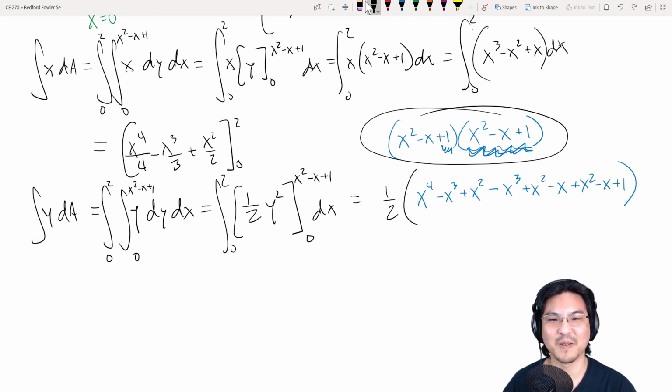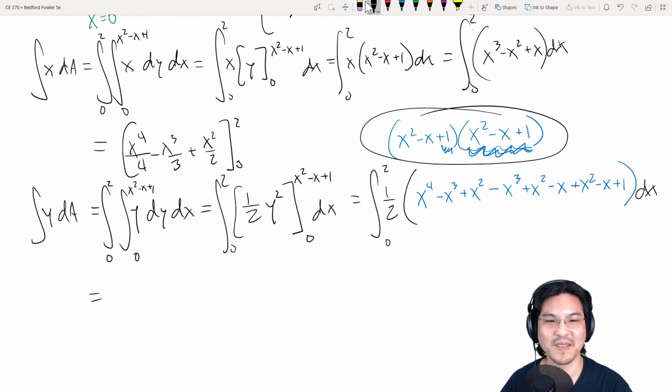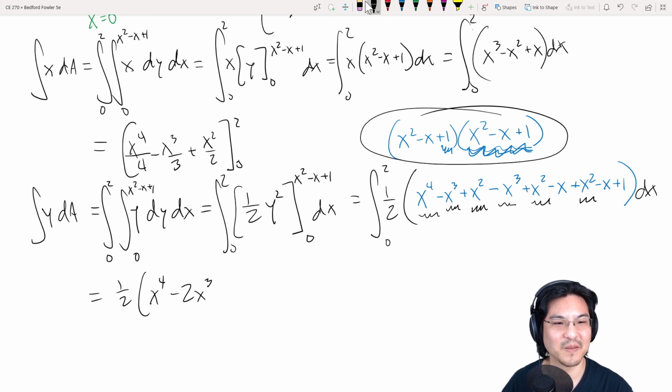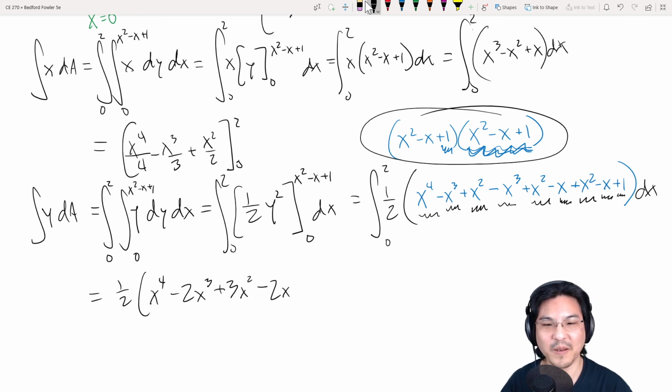Evaluating it here. So a big mess, dx. And, you know, you could simplify it. I guess we could simplify it. Here's x to the fourth. And then we got minus x cubed, so there's two of those. And then x squared, x squared, x squared. So 3 of those. And then what else? Oh, here, minus x, and then the 1.